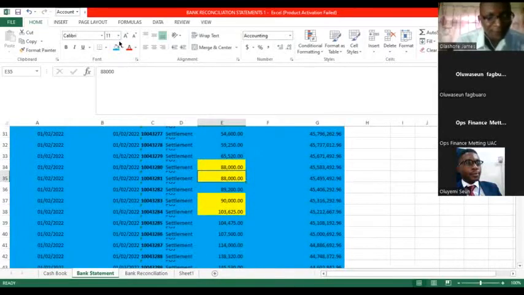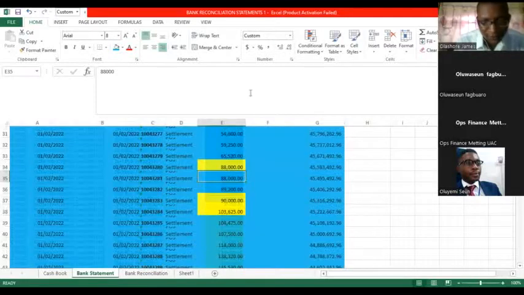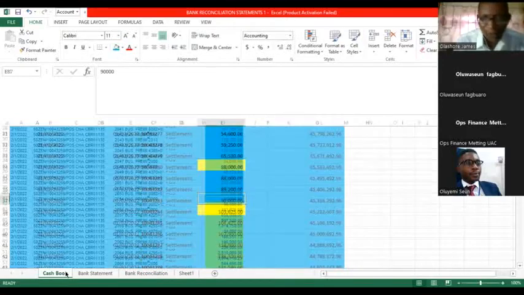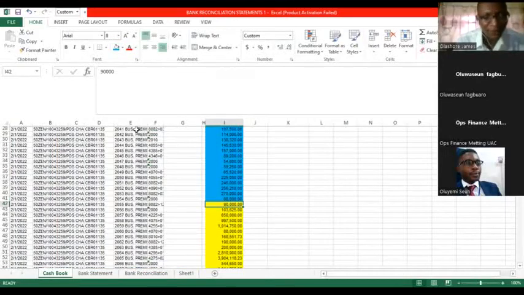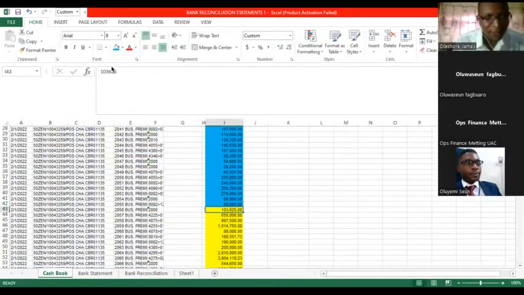Okay, it's here. So I tick, and I come to cash book as well and tick. Then what's the next? 90,000. Is 90,000 here? Good. I tick, and also come here. I also tick. Then 103. Bank statement. Fine, it's here. So I tick. I also come to cash book. I also tick it.